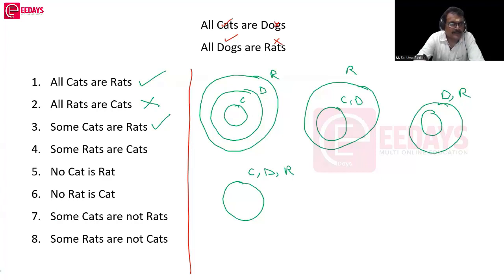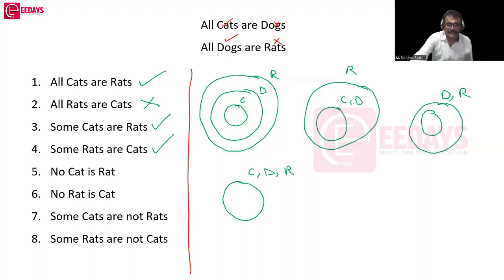Now go to the fourth one. What is the fourth one? Some rats are cats. See, what is the intersection part? This is the cats and rats as well. So, some rats are cats is valid here, valid here, and here also valid. That means in each and every case, that is a valid conclusion. So, what happened? Some rats are cats is a valid mediate inference.